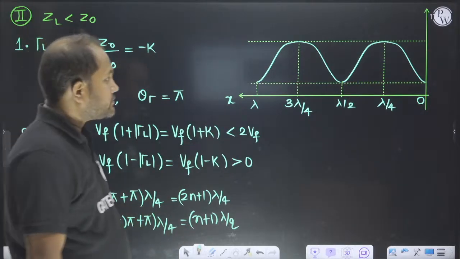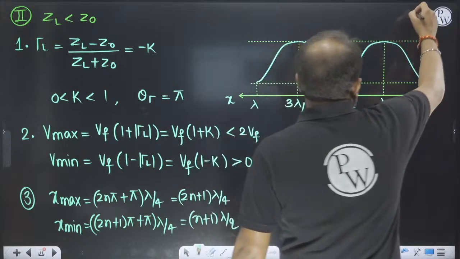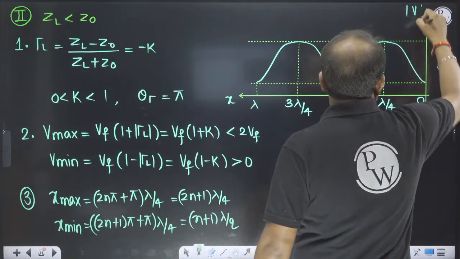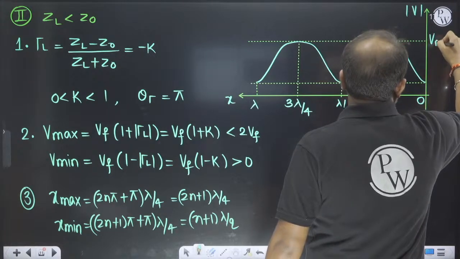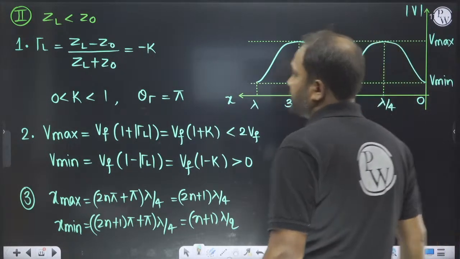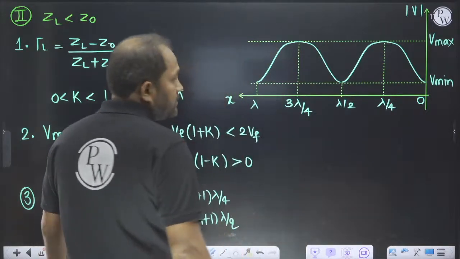So this is the point, and we have the magnitude of V. This is the graph of V. This is Vmax and this is Vmin. So the graph of Vmax and Vmin is like that.